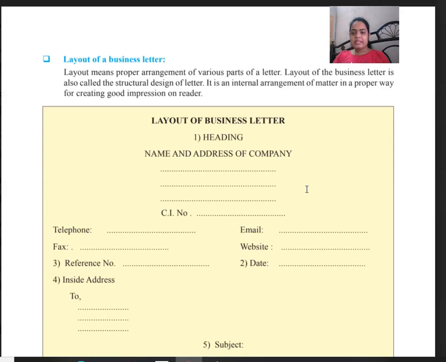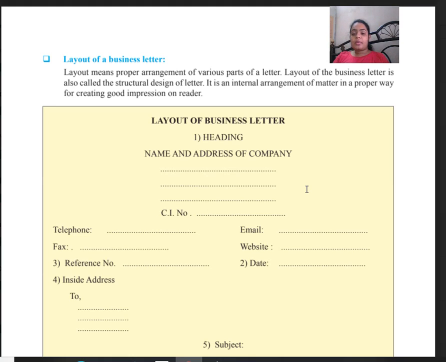So now we shall be starting with the business letters. We shall be studying how to write a business letter. As we know, the secretary has to write letters to various authorities such as the shareholders, the board of directors, and other authorities which are required. So writing a letter is one of the very important jobs for a secretary.